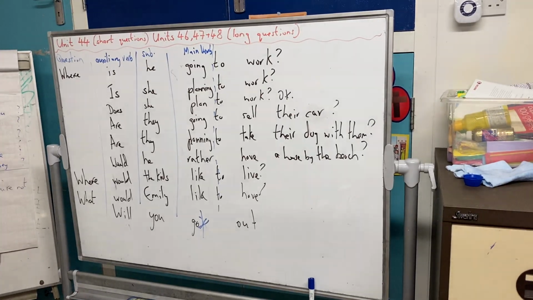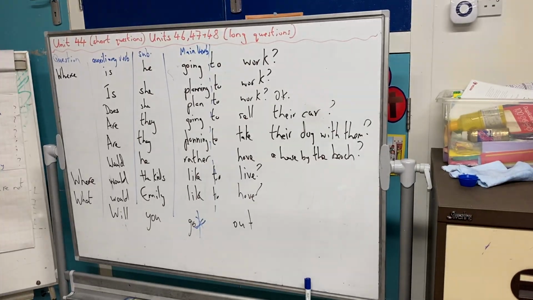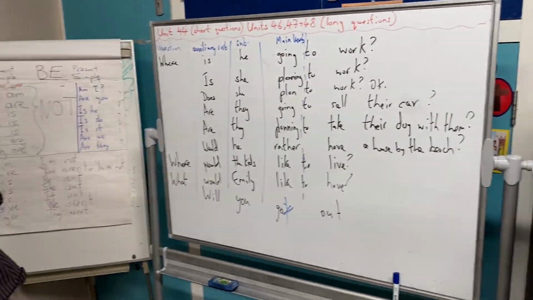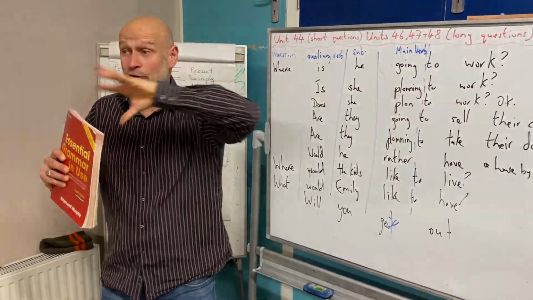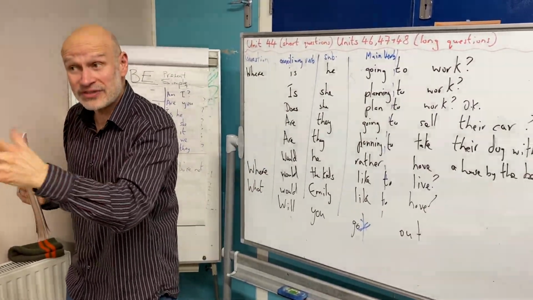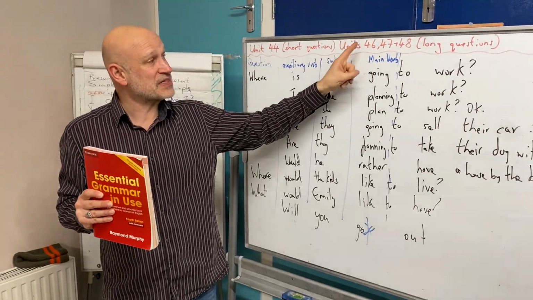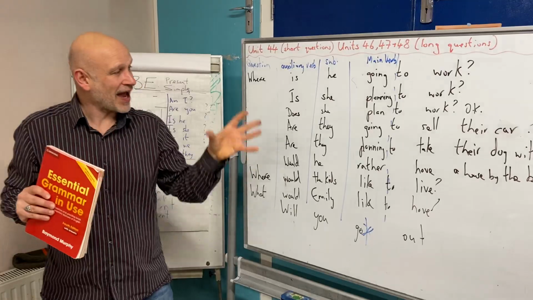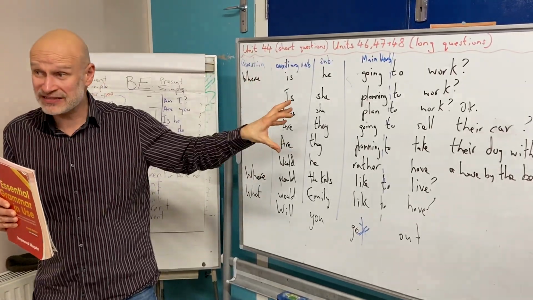For homework and to deepen this knowledge in general, you need to look at the Red Book Essential Grammar in Use, Unit 44 for the short questions in all the tenses. They'll show you all the tenses in this unit. And for the long questions, 46, 47 and 48. And it will play with different tenses so you can get to know questions better.